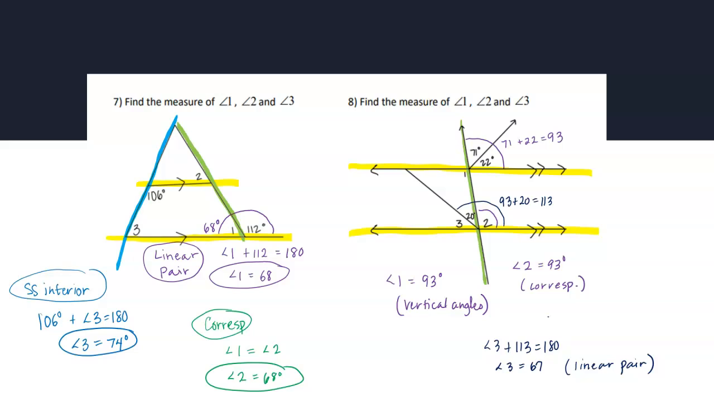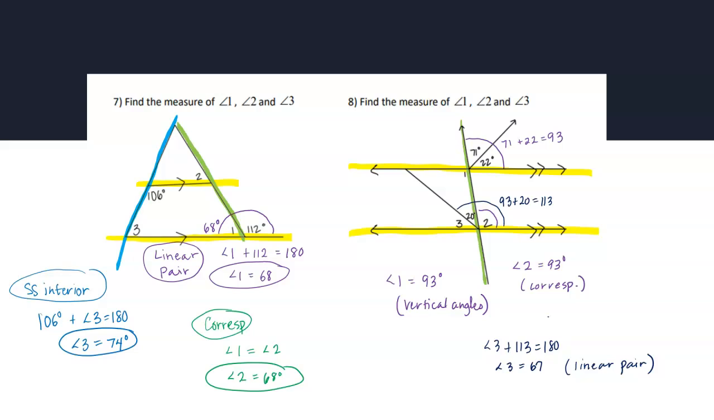For number 7, using the blue transversal, I saw some same side interior angles. So that's how I figured out angle 3 was 74. And then looking at the green transversal, first I saw a linear pair, which didn't have anything to do with the transversal, except that helped form that angle. So angle 1 was 68, and then on the green transversal, angle 2 has to be the same size as angle 1 because they're corresponding.